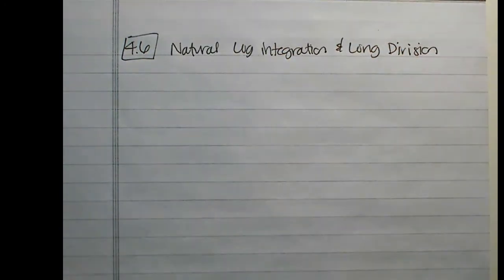All right, so this is called natural log integration in your book, but there's also an aspect of long division here, so I want to include that in the title. So if you're going back to look at stuff and you're like, wait a minute, when did we do long division? You can spot it. So the log rule for integration looks like this.